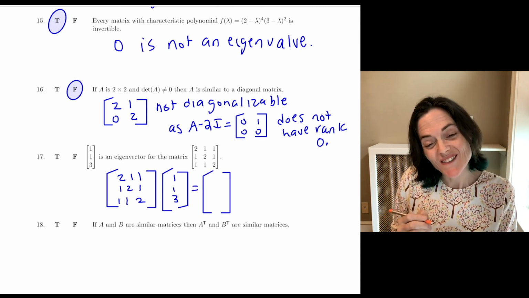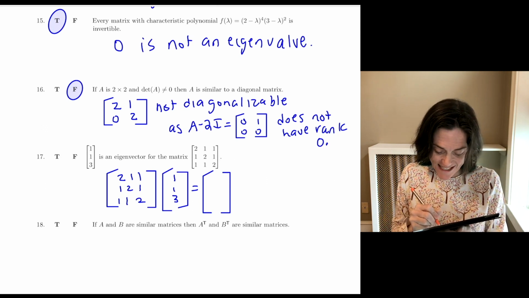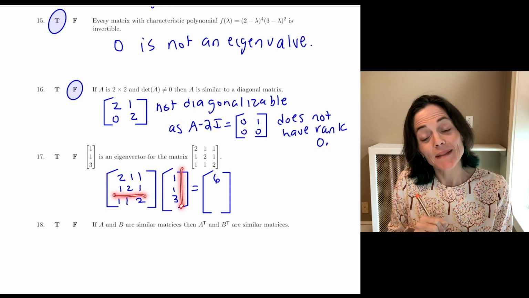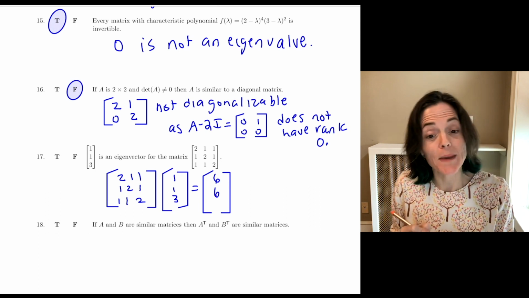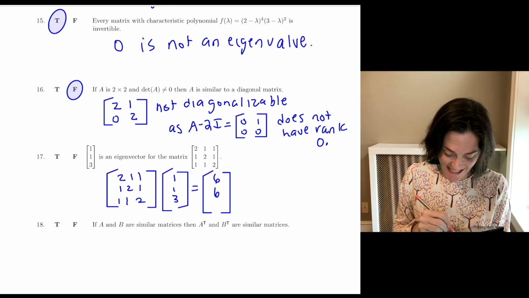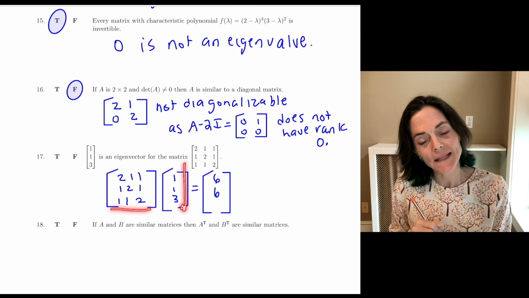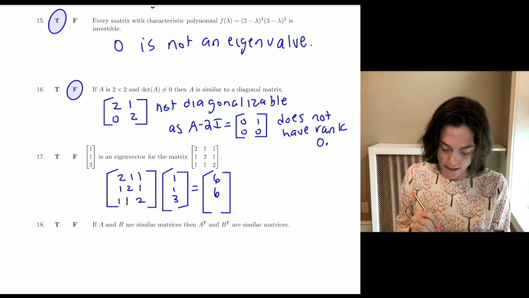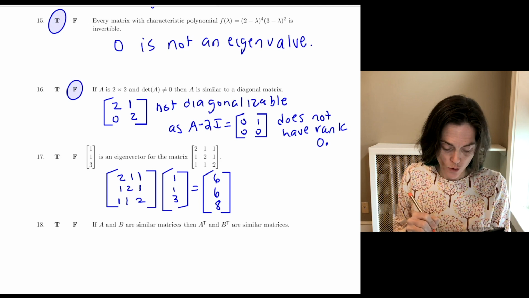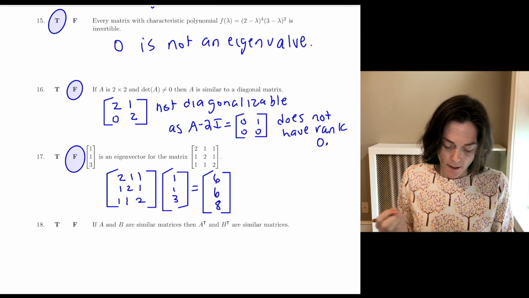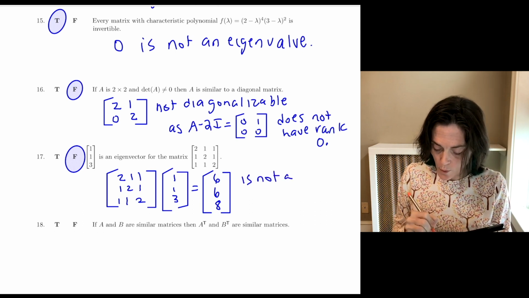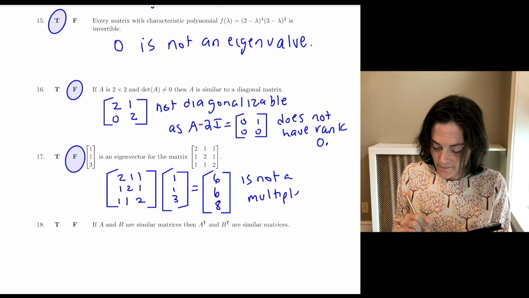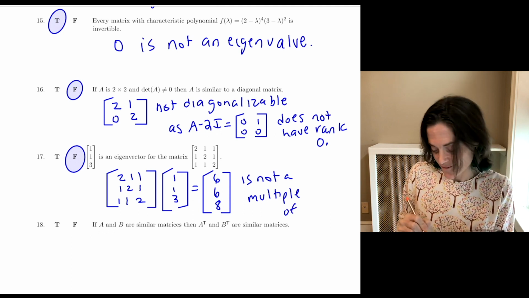I have 2 plus 1 plus 3, which is 6. Next one, I have 1 plus 2 plus 3, which is 6. So far, it looks like it might be 6 times the vector, but let's see. Do this one. We have 1 plus 1 plus 6, which is 8. Oh, the answer is no, false. That this 6, 6, 8 is not a multiple of 1, 1, 3.